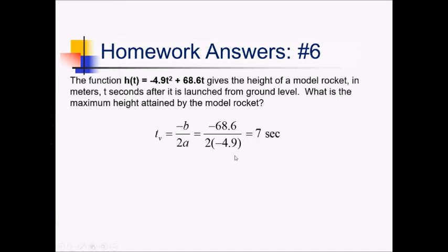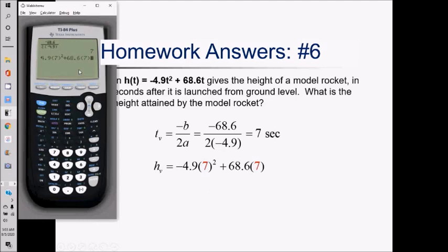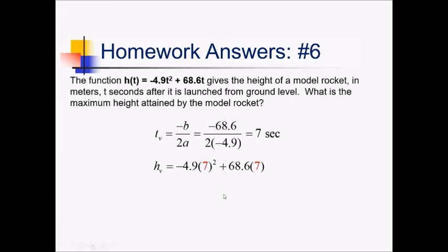Now to find the max height, I just have to plug 7 back into the h function. That gives me the output of the vertex, the y value of the vertex basically. So we have negative 4.9 times 7 squared plus 68.6 times 7. And now if I plug all those 7s in on my calculator, that's going to come out to exactly 240.1, and that's units of meters.